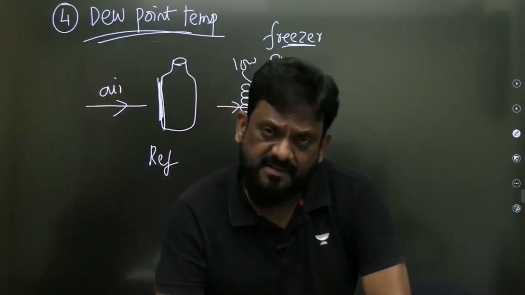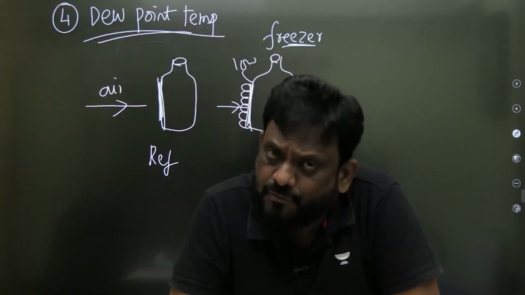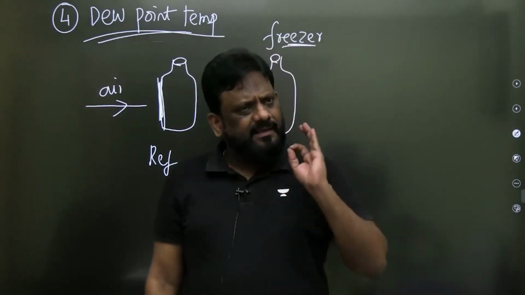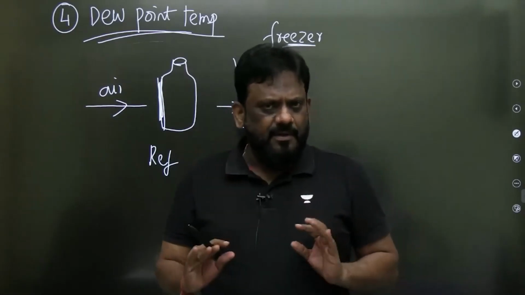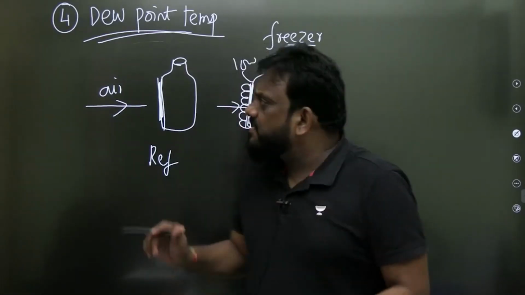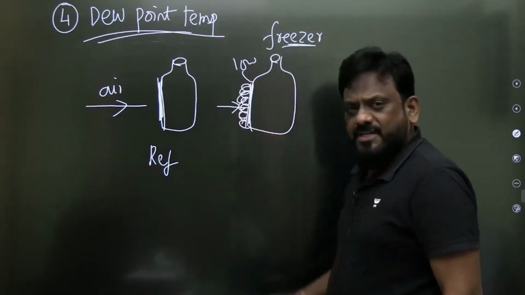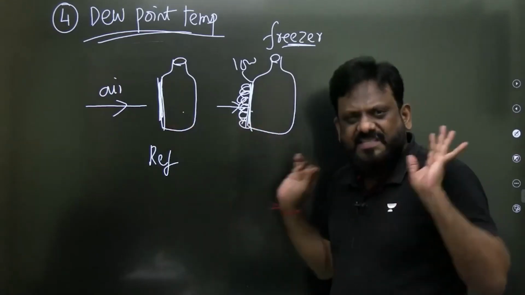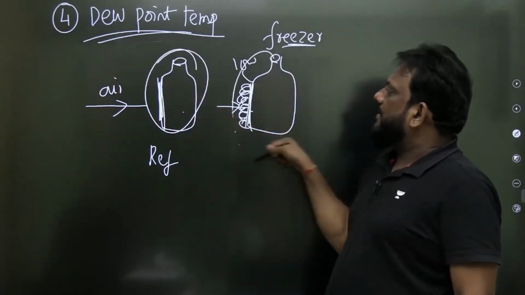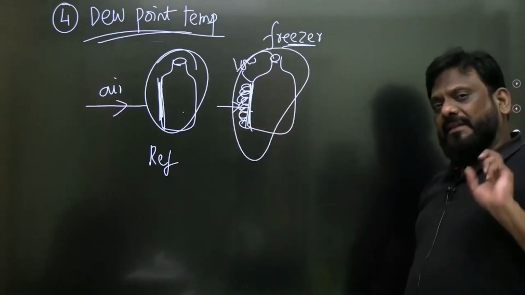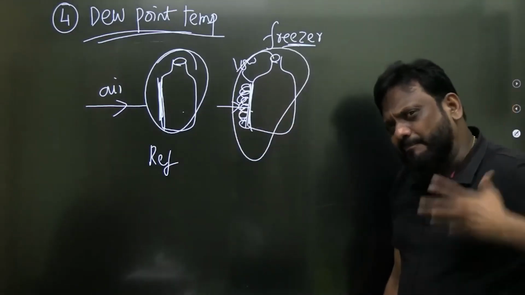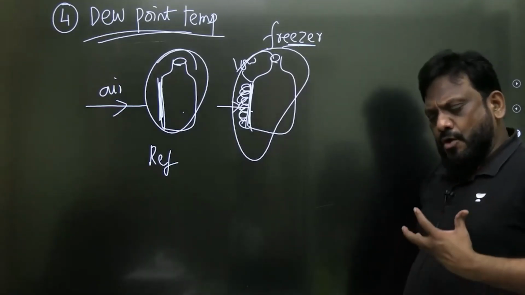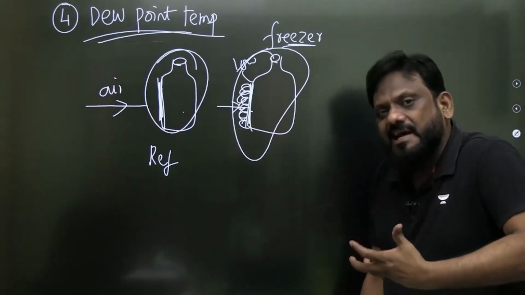That means there must be something, sirs. The same thing I have told you. You go for a morning walk at 5:30 in summer, at 5:30 in winter. In winter on grass, you will be seeing some dew formation. But in summer, you don't see. Same phenomenon, same concept. This is like summer and this is like winter. This means there is some temperature at which water vapor in air is condensing out.